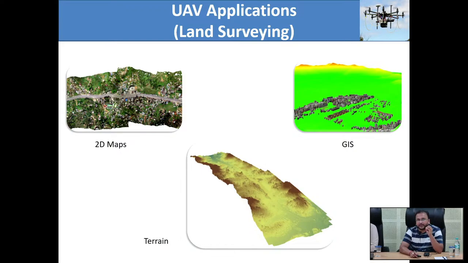If you zoom into this, you can count the number of houses or the number of solar panels on top of a roof. It goes down to centimeters, 2, 3, 5 centimeter kind of data you can get, whereas satellite data you will get in meters resolution. And then you can do all kinds of GIS studies on that.